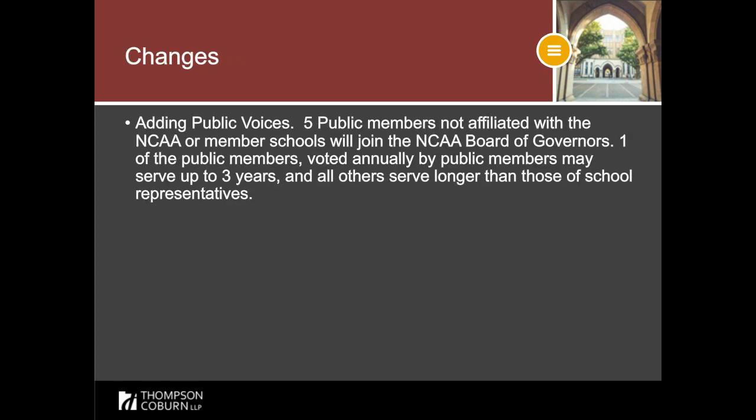They agreed that adding 5 public members not affiliated with the NCAA or member clubs would join the NCAA Board of Governors. One of those public members, voted annually by the members, would serve up to 3 years, and all others would serve longer than any school representative.